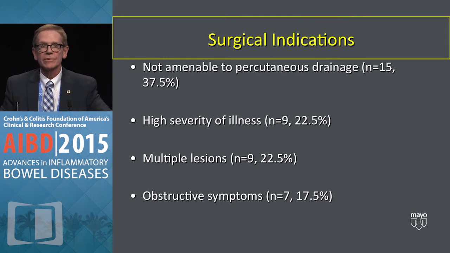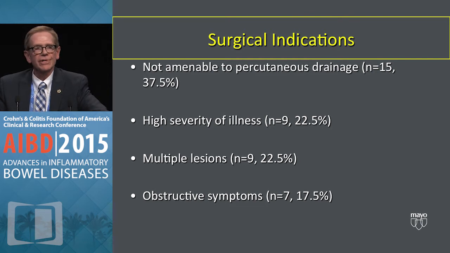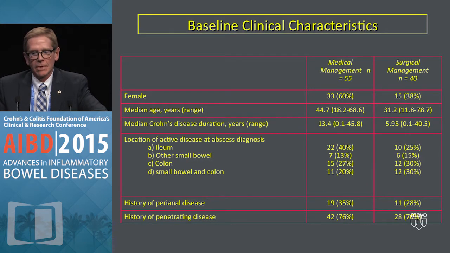They weren't amenable to percutaneous drainage. There was a high severity of illness. In other words, the patients were quite sick. There were multiple areas of abscesses, and another group had obstructive symptoms. The baseline clinical characteristics between the two groups, medical management and surgical management, were the same, which is important.